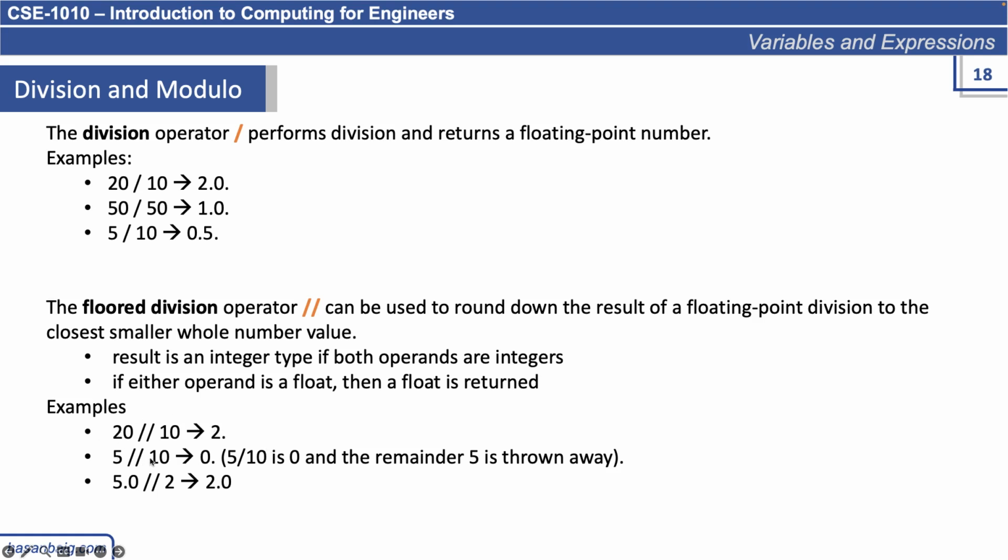Here again, 5 floor division by 10. Since the result is 0.5, it actually rounds it down. It drops the decimal part, so the remainder 5 is thrown away. Here 5.0 is a floating point value. If we simply divide it by 2, it would return 2.5. But since we are doing a floor division, it drops the decimal part and throws off the 0.5 value, and it returns the floating point 2.0. Okay, so this is what we call the floor division.